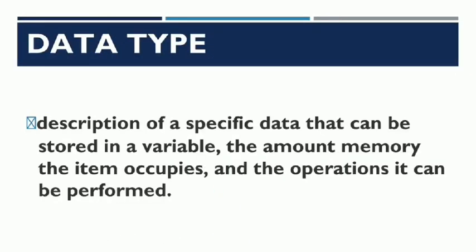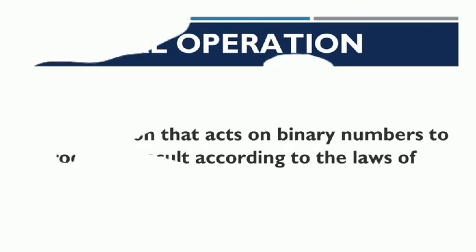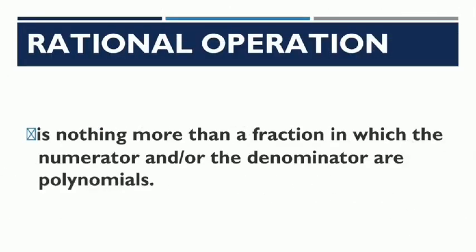And now, we are going to proceed to data type. Data type is a description of a specific data that can be stored in a variable, the amount of memory an item occupies, and the operations that can be performed. A logical operation is an operation that acts on binary numbers to produce a result according to the laws of Boolean logic. A rational operation is nothing more than a fraction in which the numerator or the denominator are polynomials.